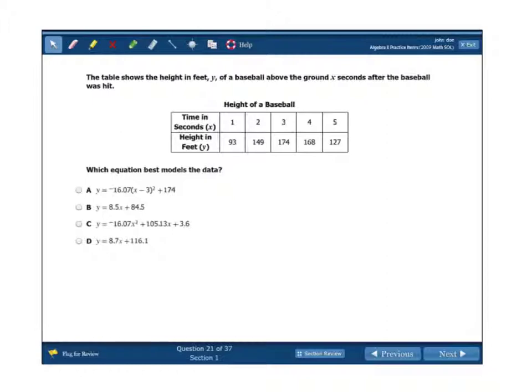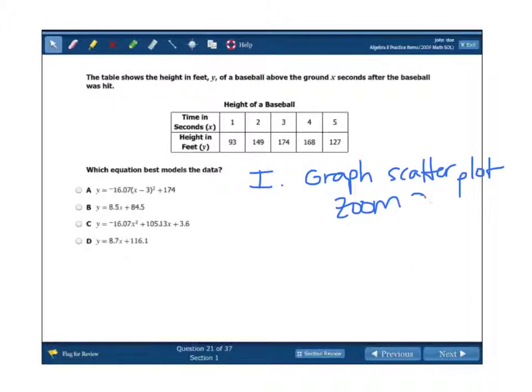Regression. 2 ways to do this. One, graph and view the scatter plot. So remember to use zoom 9. Okay, turn on the stat plot, of course. Stat plot, and then zoom 9. And then graph A through D, which one fits.